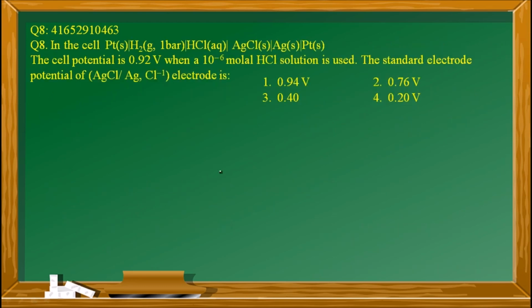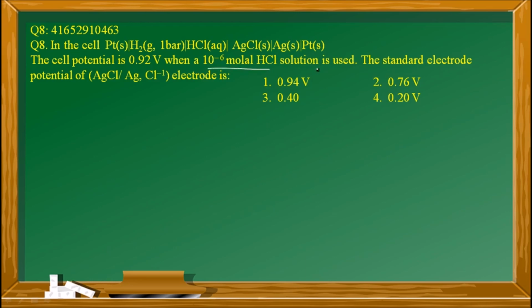Next, question number 8. In the cell platinum, hydrogen 1 bar, HCl, silver chloride, silver, platinum, the cell potential is 0.92 volts when a 10 to the power of minus 6 molal solution of hydrochloric acid is used.